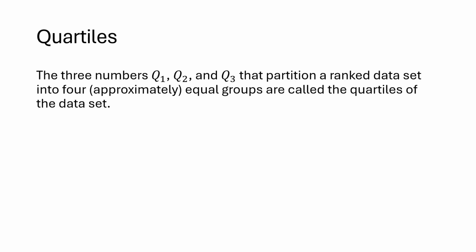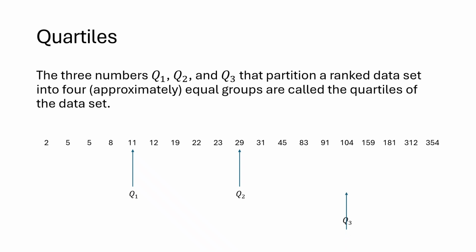We say that the three numbers Q sub 1, Q sub 2, and Q sub 3 that partition a ranked data into four approximately equal groups are called the quartiles of the dataset. For example, we have the following dataset. Notice that this is arranged from smallest to largest. Notice also that the numbers 11, 29, and 104 divide our dataset into four approximately equal partitions. These numbers are the quartiles of our set, meaning Q sub 1 is 11, Q sub 2 is 29, and Q sub 3 is 104.